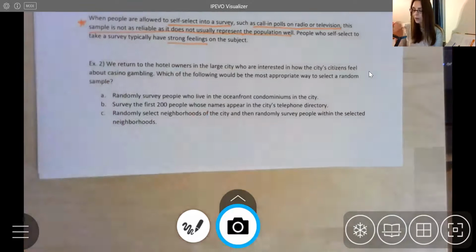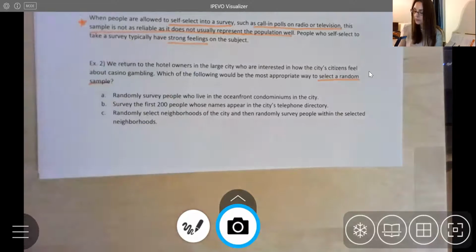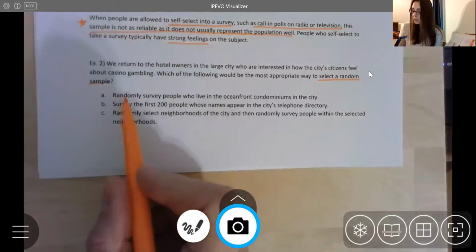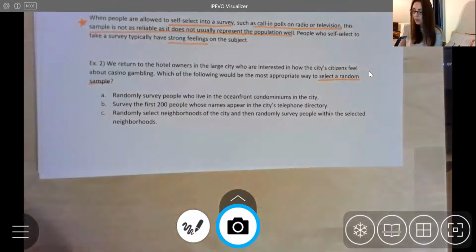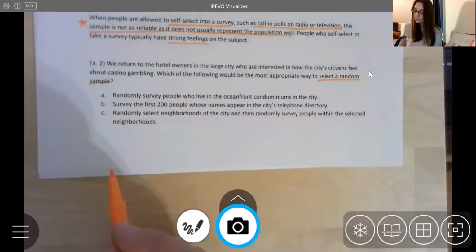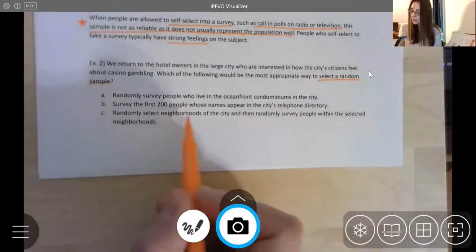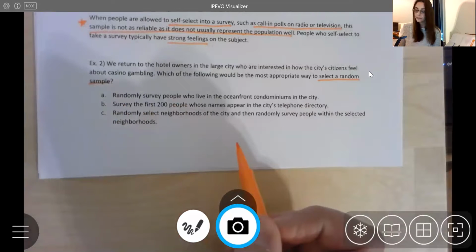So let's return to the hotel owners in the large city who are interested in how the city's citizens feel about casino gambling. Which of the following would be the most appropriate way to select a random sample? Okay. So we could randomly survey people who live in the oceanfront condominiums in the city. We could survey the first 200 people whose names appear in the city's telephone directory. And we can randomly select neighborhoods of the city and then randomly survey people within the selected neighborhoods.